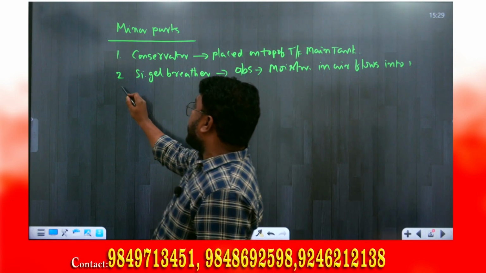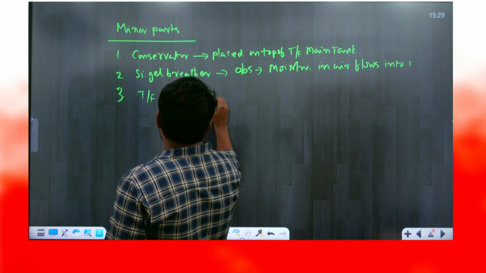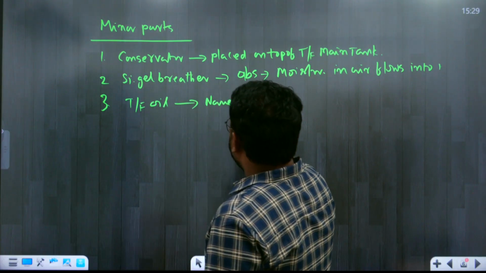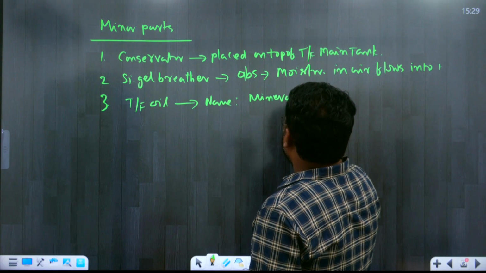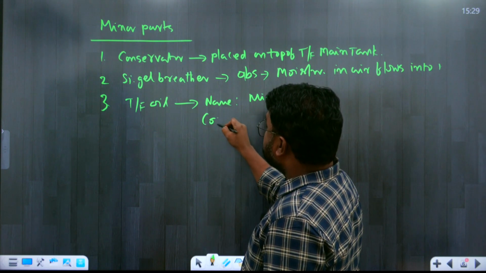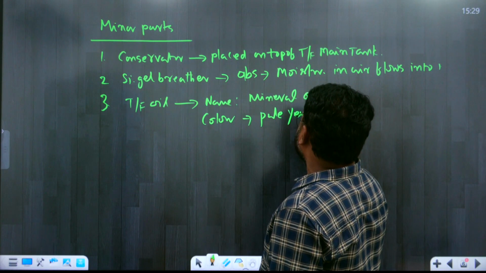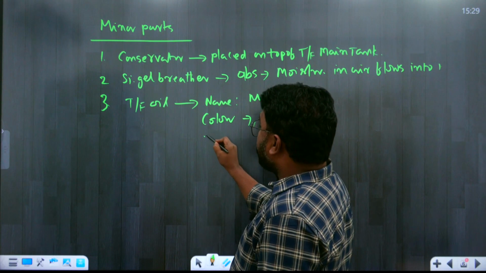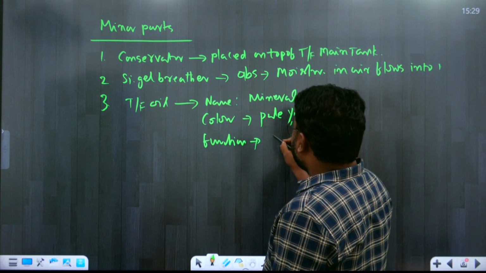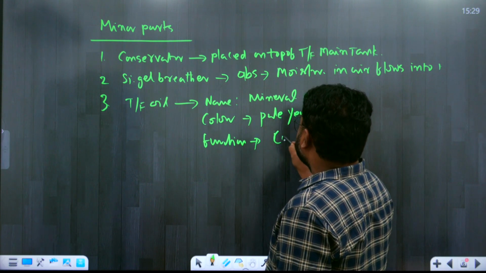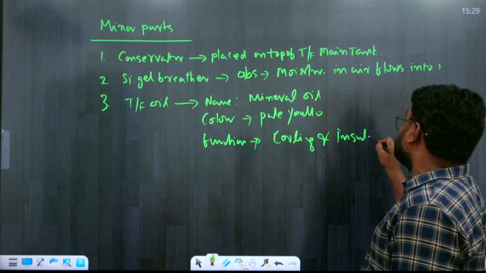And one more point is the transformer oil. The name of the transformer oil is mineral oil. And the color of the transformer oil is a pale yellow color. So this is also one of the questions. And the function of the transformer oil is cooling purpose, as well as insulation purpose.